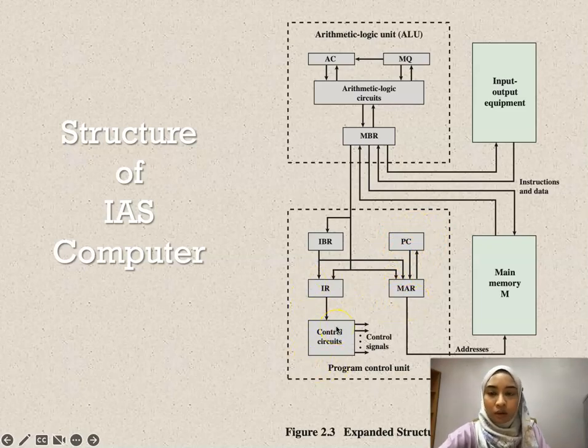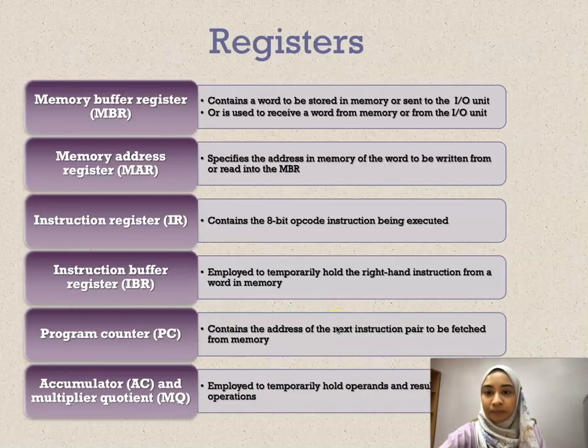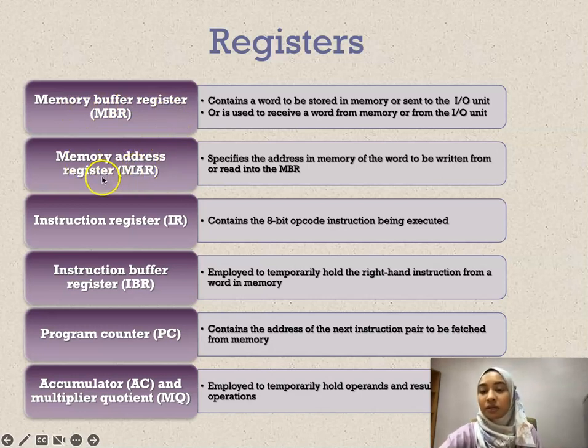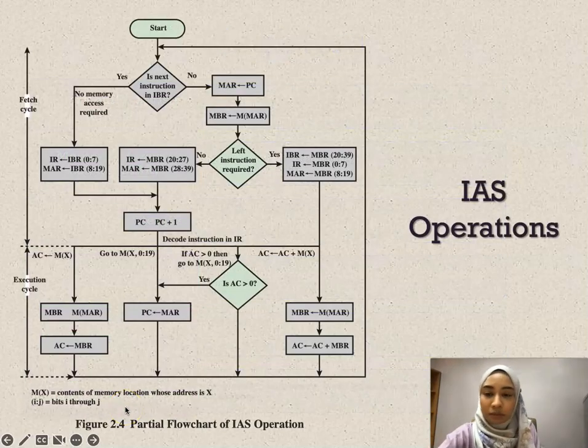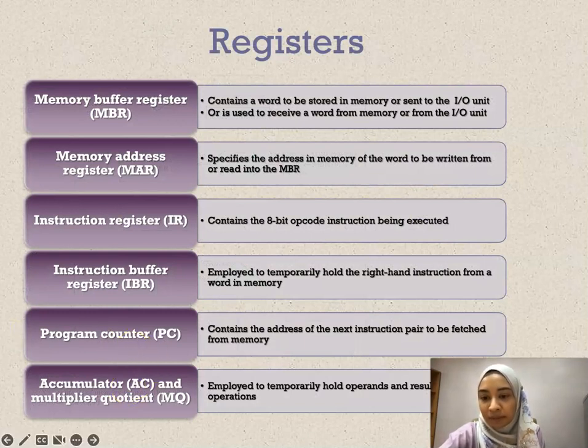So let's take a look at what these short forms mean. You have your MBR, which is the memory buffer register. It's a type of register. You have your memory address register, MAR. You have your instruction register. So anything with the R is register. Instruction buffer register, IBR. You have your accumulator and multiplier quotient. That one I remember because it was the easiest one to remember. And then the program counter is PC.